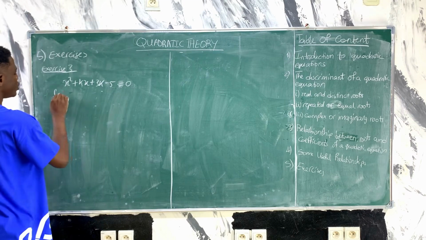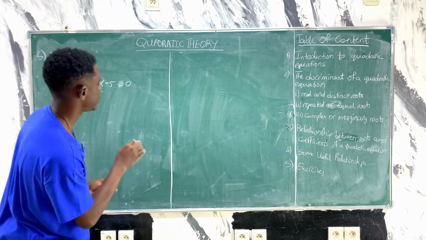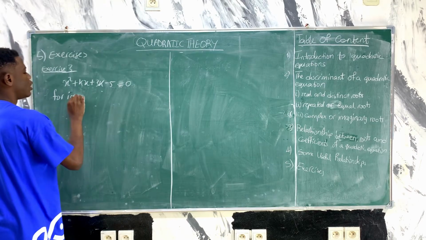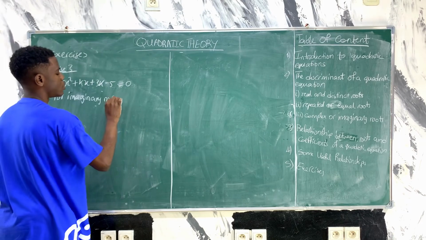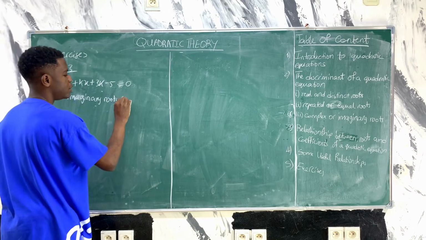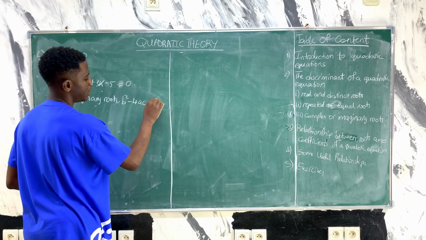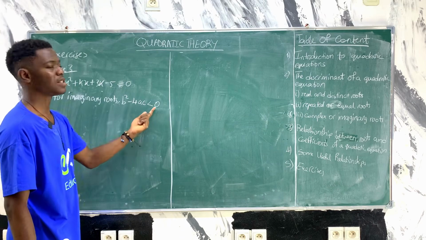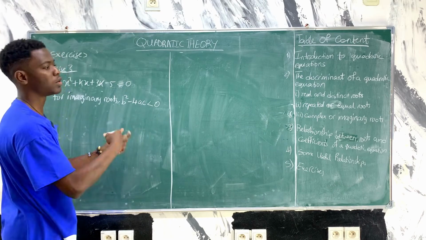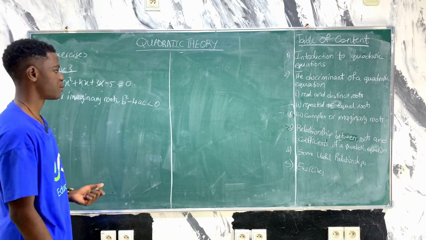what are we going to do? For imaginary roots, the discriminant b squared minus 4ac is less than 0. When it is less than 0, it means the roots don't exist. They are imaginary because they don't exist.